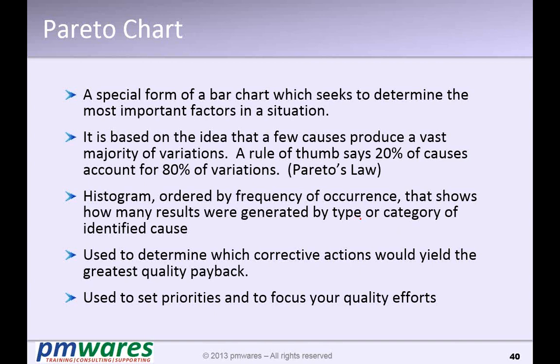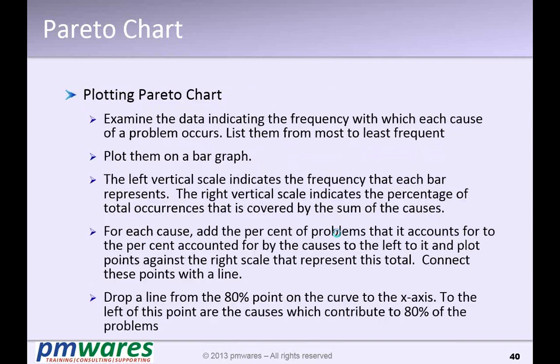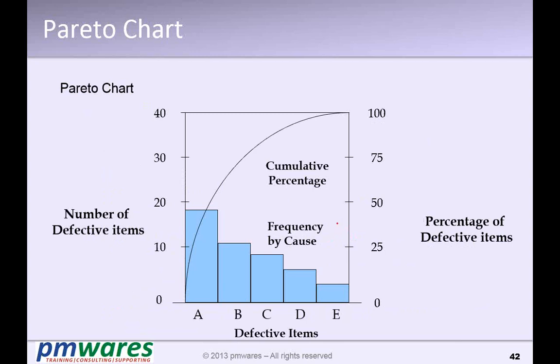The second is the Pareto chart. You might have learned about the 80-20 principle, that 80% of the problems are because of 20% of the reasons. And how it is implemented, it is a simple bar chart, but it is arranged in descending order.